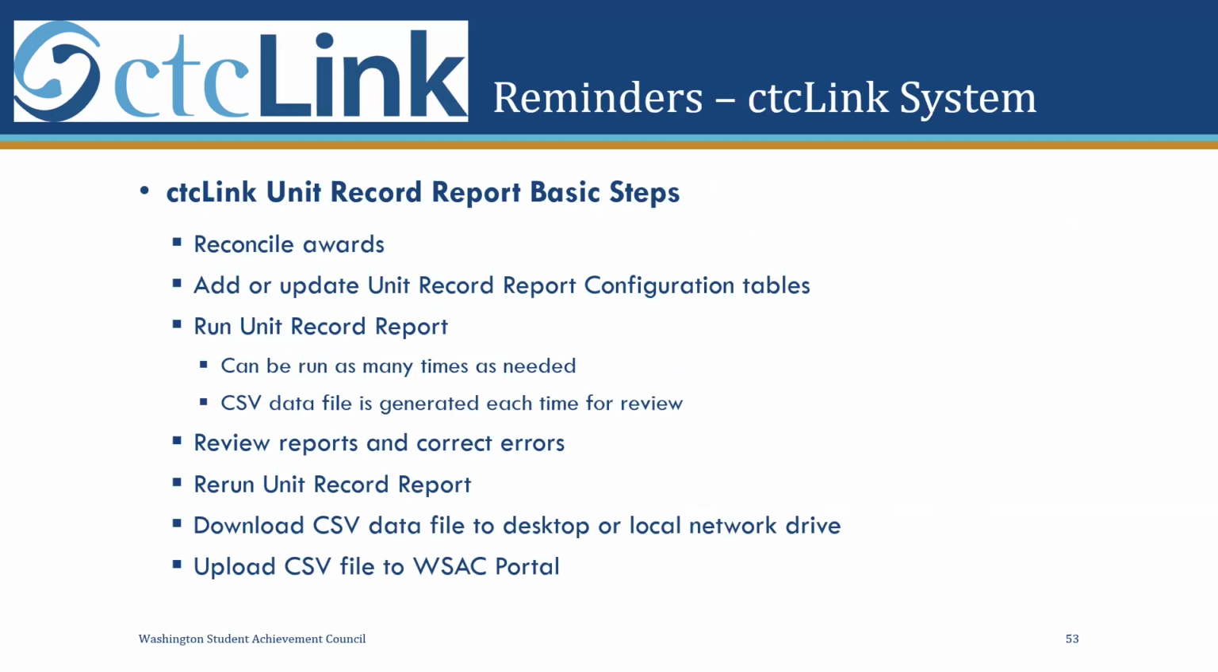Stephanie: Thank you, Marla. The ctcLink unit record report basic steps are as follows. Reconcile awards. Add or update your unit record report configuration tables. Run unit record report, and this can be run as many times as needed. A CSV data file is generated each time for review. Review your reports and correct errors, and then rerun the unit record report to produce that final CSV file. Download your CSV data file to your desktop or local network drive and upload the CSV file to the WASAC portal.